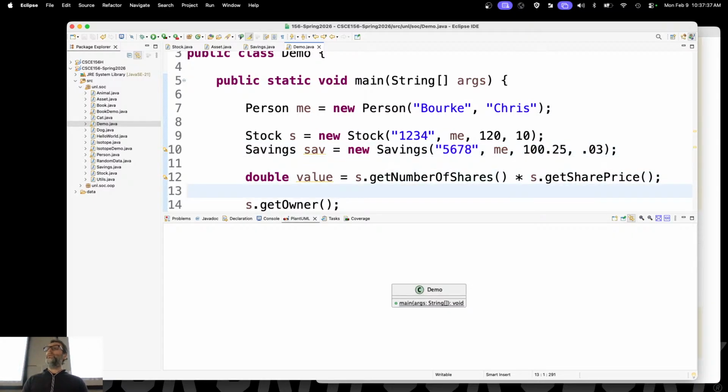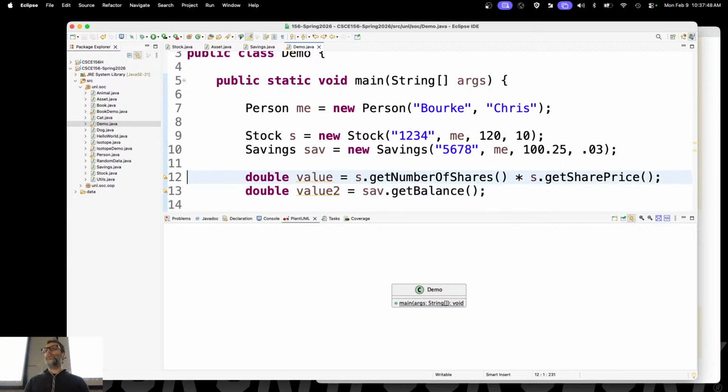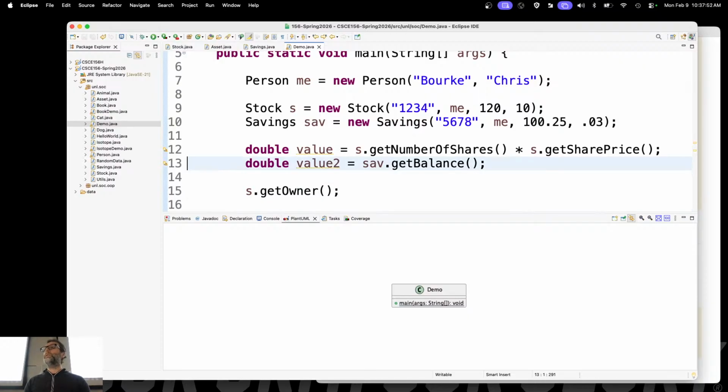What's the value of that savings? Well, it's just the balance, right? So double value2 is equal to savings.getBalance. Again, those two lines here, this is something that you should not do. We're going to fix that here in a moment. But I can use the getters here, and I can do all that. Now let's go ahead and actually print these out.